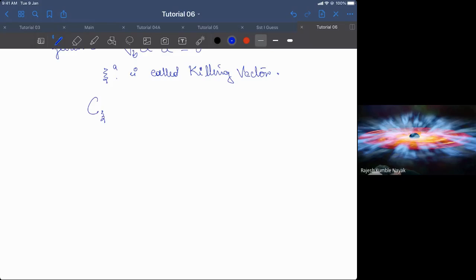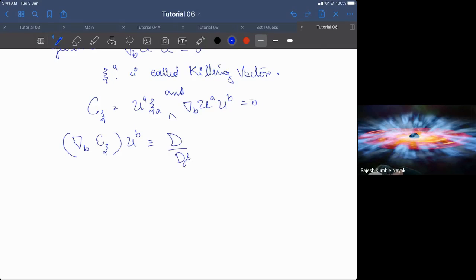Let's call C equal to U^A xi_A, and U satisfying the geodesic equation, so this is equal to 0. If you want to put an "and" in between, these two conditions we have. Now we have to take a directional derivative of this C. Let's take U^B ∇_B C, multiplied by U^B, that is equivalent to d/ds of C. That is what we have to show is 0.